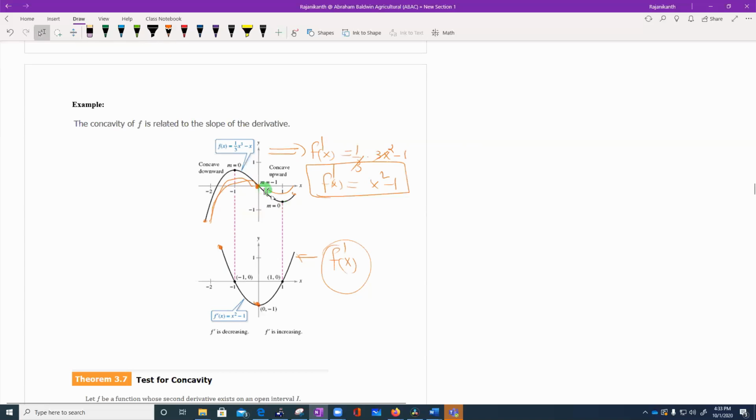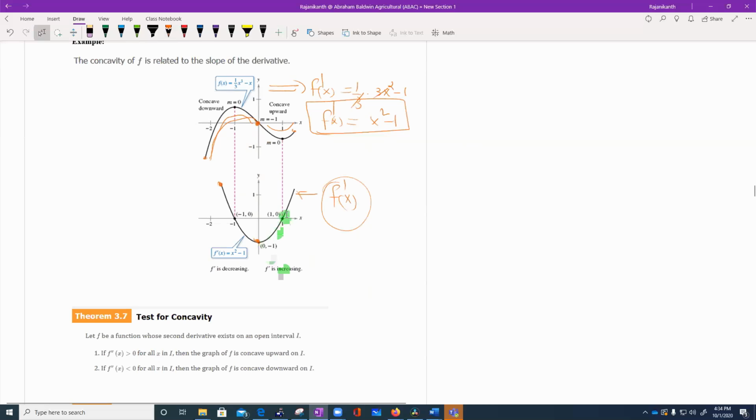From this point all the way here, my first derivative is increasing, getting larger and larger from here to there, right? My first derivative is increasing in this region. Therefore, there you will have a concave upward trend. You see now the connection between the first derivative and the concavity of the given graph. So, make sense? Yes, sir.